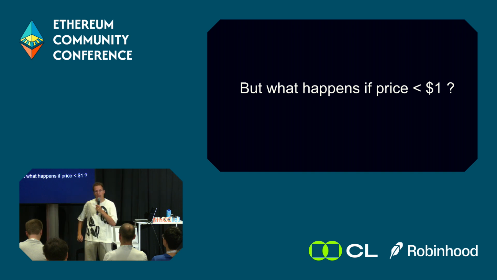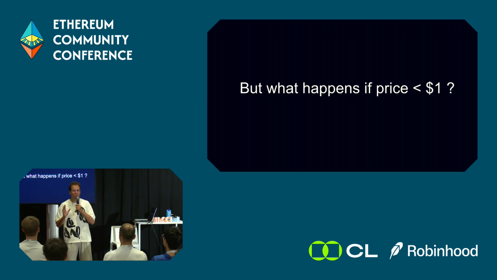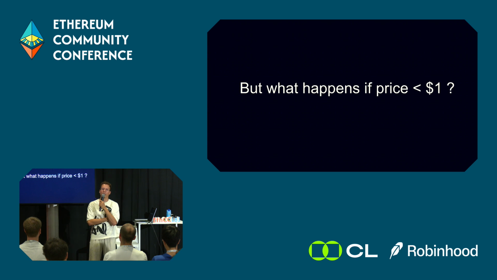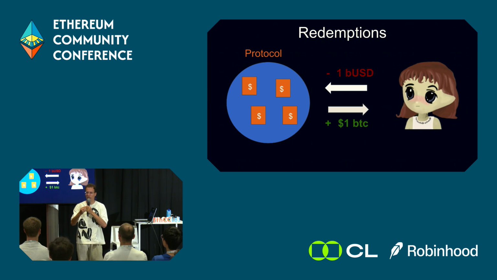All right, but now what happens if the price... because the goal of the stablecoin is to be stable, right? We don't want it to go up, we don't want it to go down. So now you might be wondering, but Scott, what happens if the price goes down? If, say, the price is 90 cents? Well, in order to prevent that, we introduce redemptions.